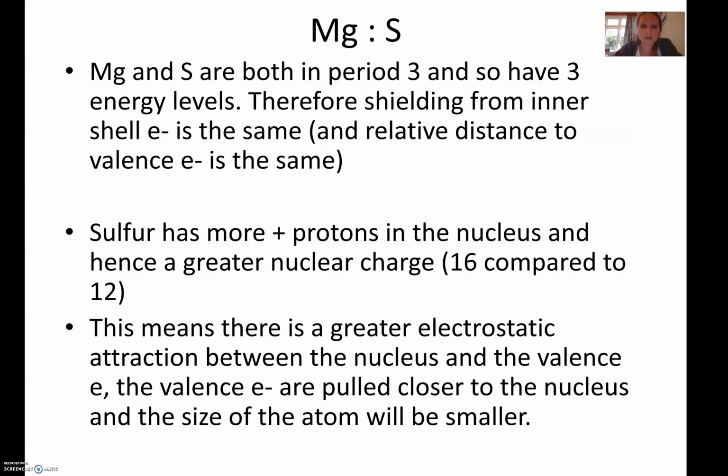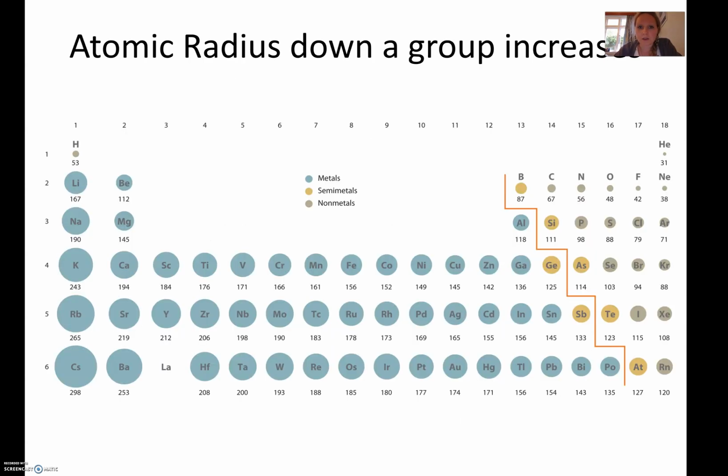Here is my model answer. Feel free to pause and read through it. Pop on any questions on Teams if you have them.